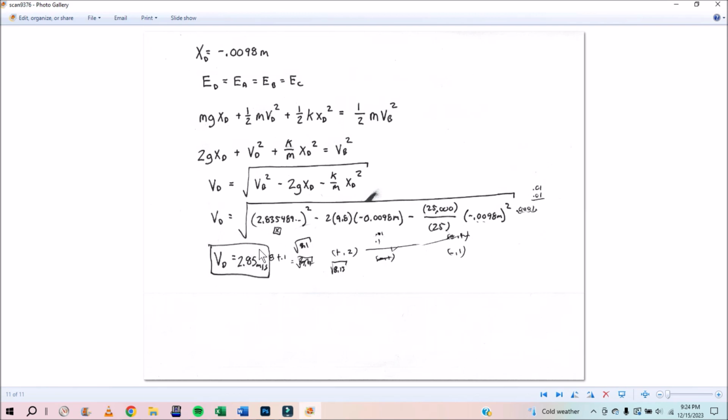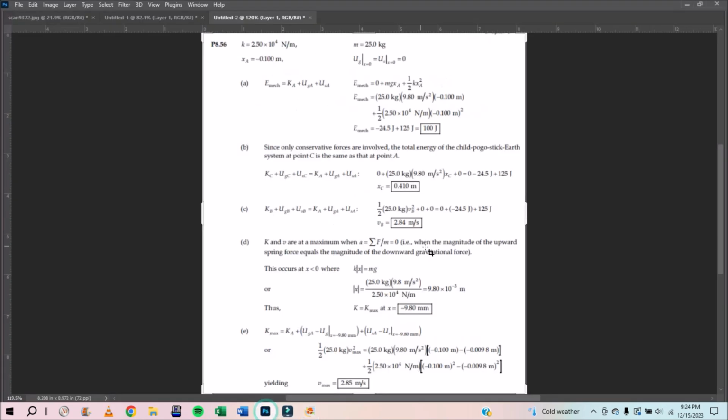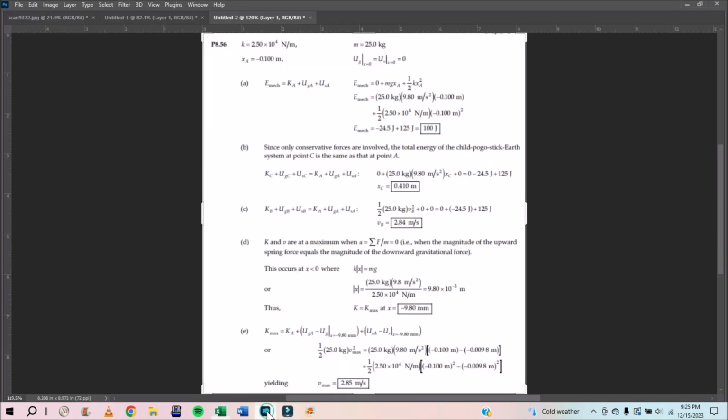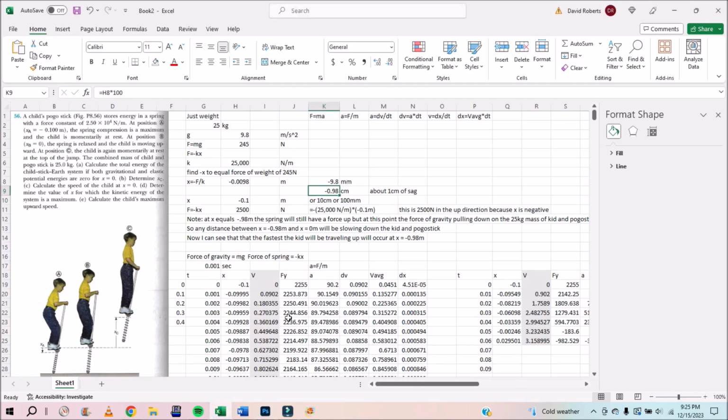You know what I mean? So our velocity changes by very little, but it is max right there, 2.85. And if we go back to the answer in the book, this was that 2.84. So the velocity is 2.84 once the kid's ready to blast off. But there's a point 0.1 centimeter below this where the velocity is going to be the max, and that is 2.85. And I'm done with this problem, but it just shows you, hell yeah, set it up in Excel.